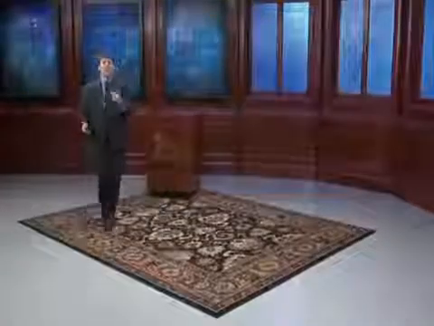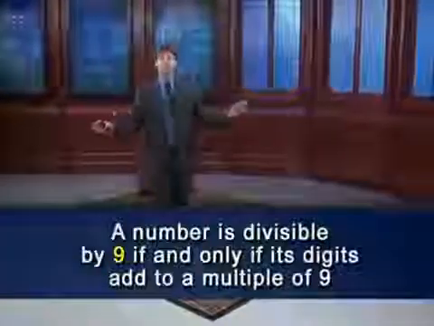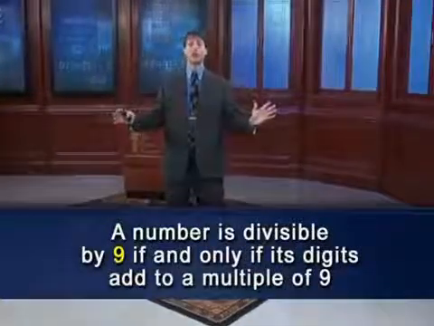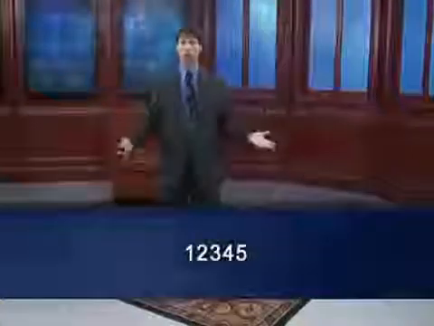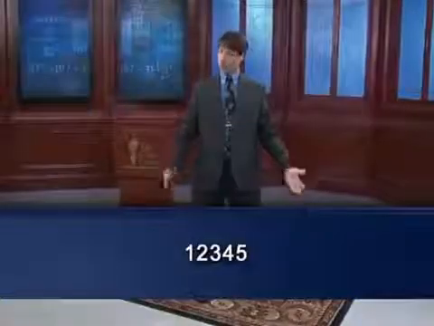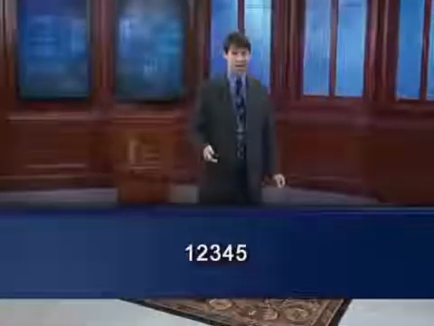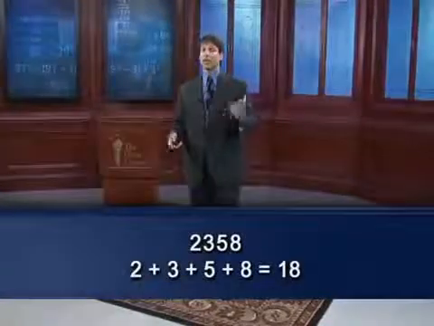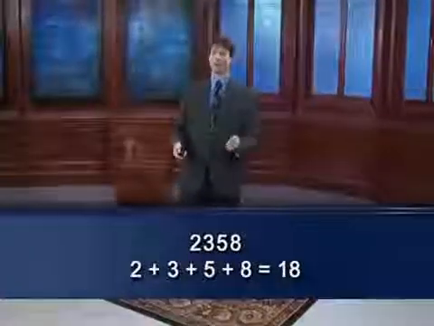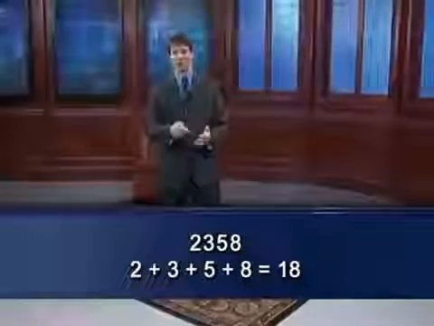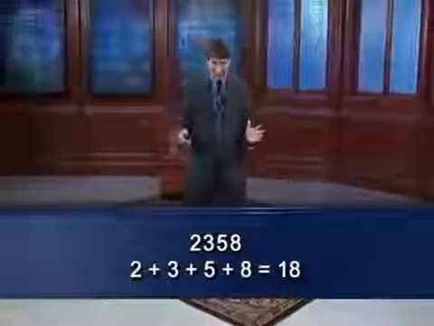The number 9 has the same property. A number is divisible by 9 if and only if the digits add up to a multiple of 9. So 12,345 adds up to 15, which is not a multiple of 9, so therefore 12,345 is not a multiple of 9. But 2, 3, 5, 8, those digits sum to 18, and that is a multiple of 9, and therefore so is the number 2,358.